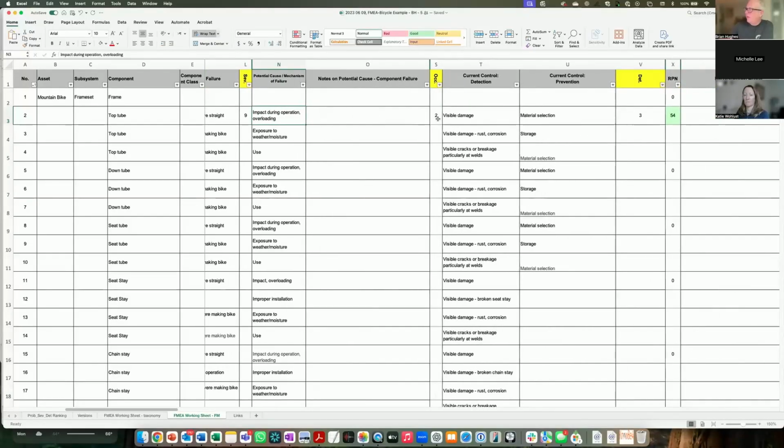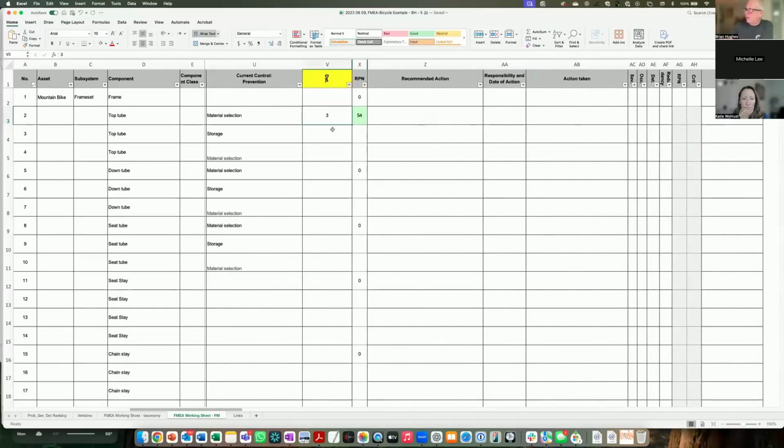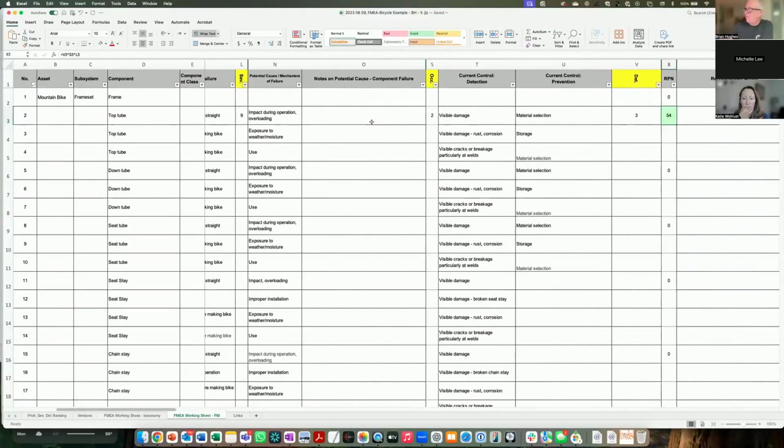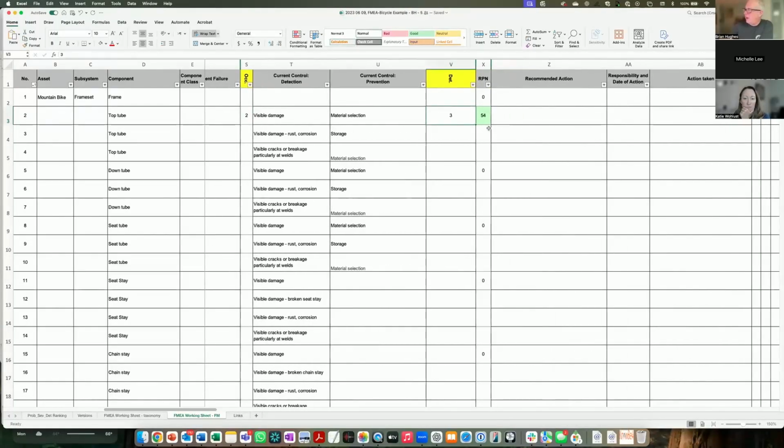I also will define the level of occurrence, which is the probability of occurrence. And then also the level of detectability. How likely am I going to be to detect that particular failure mode? And then RPN, risk priority number, is the severity, 9, times 2, which is occurrence. So now I'm at 18 times 3, which gives me a risk score of 54. Okay, and I do that for every failure mode.